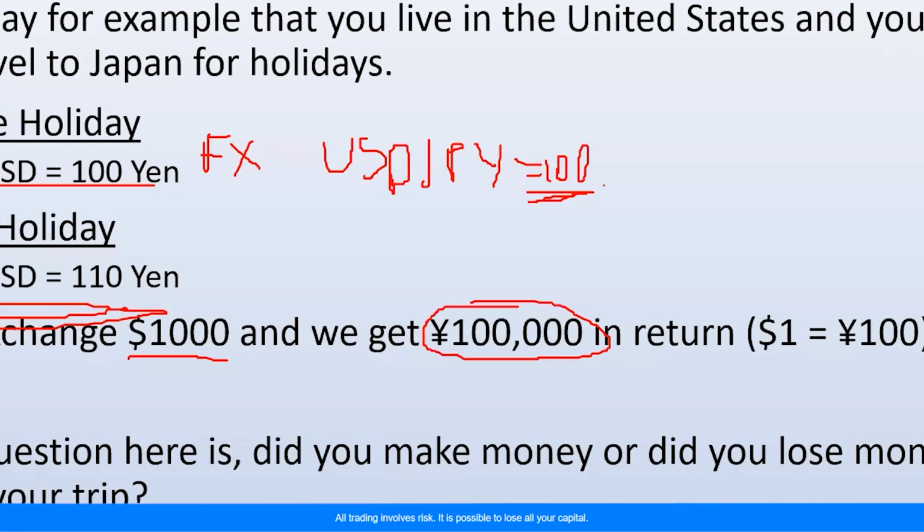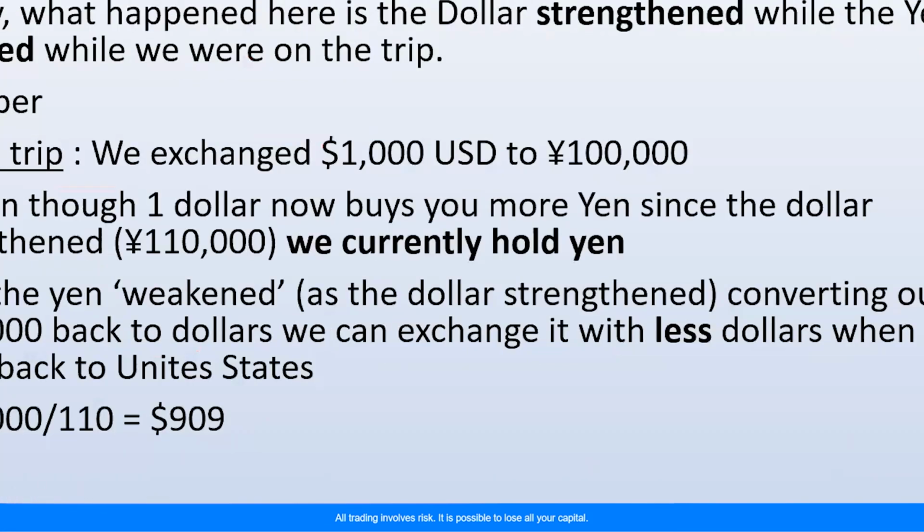So the question here is, did you make money or did you lose money after your trip? For the sake of the example, let's assume that you just didn't spend anything. I know it's unrealistic, but still, have this in the back of your mind. Let's just say that you went to Japan, you didn't spend anything, or someone else bought your food and covered everything, and you didn't have to spend any money. Assume that is the scenario over here.